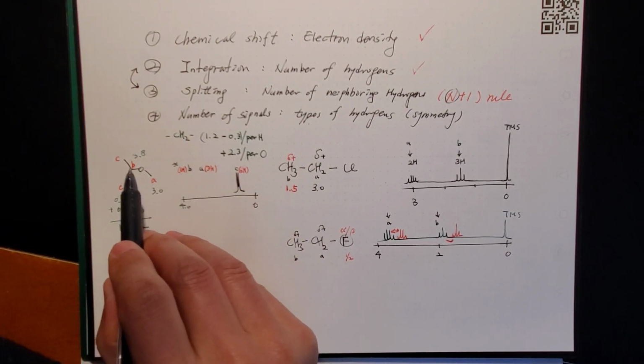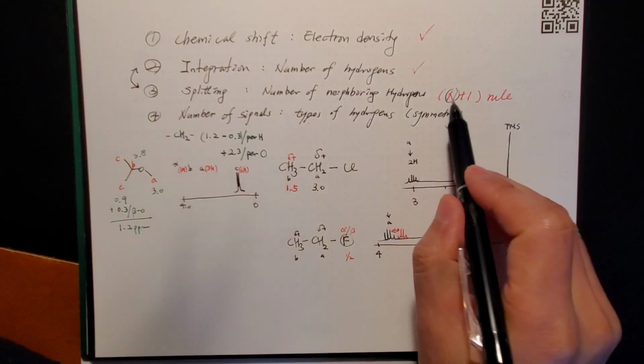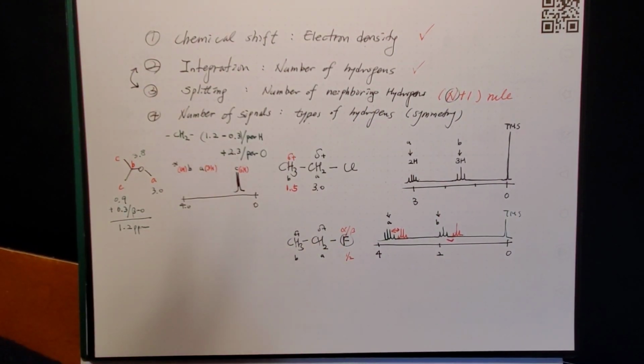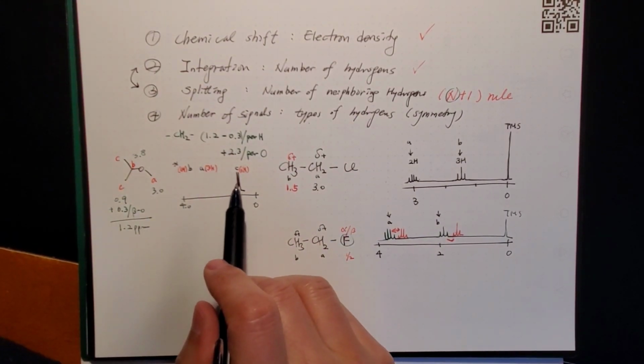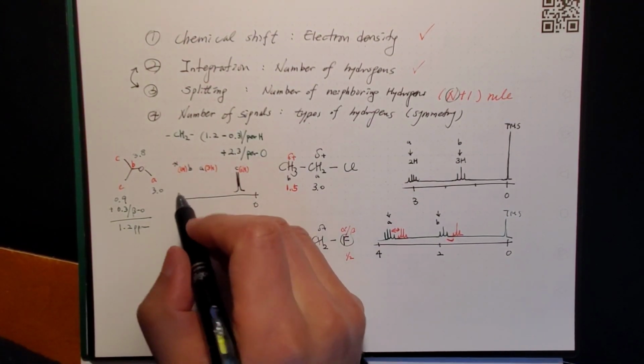However, how many neighbors do you see for the B? You have 3 and 3, total 6 neighbors. So 6 plus 1, 7 lines. So 7 lines altogether must be 1, which is 1/3 of it. So each line of the 7 here should be very tiny.